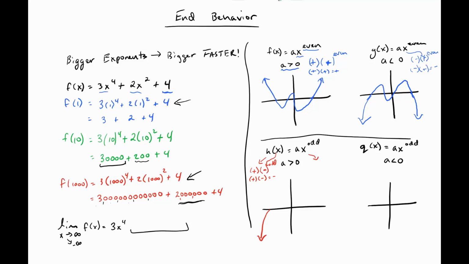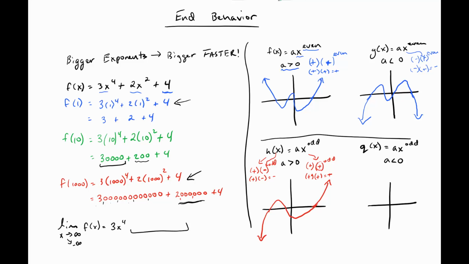But if I do it the other way, so again, a is still positive times x, which in this case would be positive, raised to an odd power. That's going to be a positive times a positive, which is of course positive. So as x gets more and more positive, I'm going to be going up. And as you can imagine, the middle of the graph is going to look something like that.